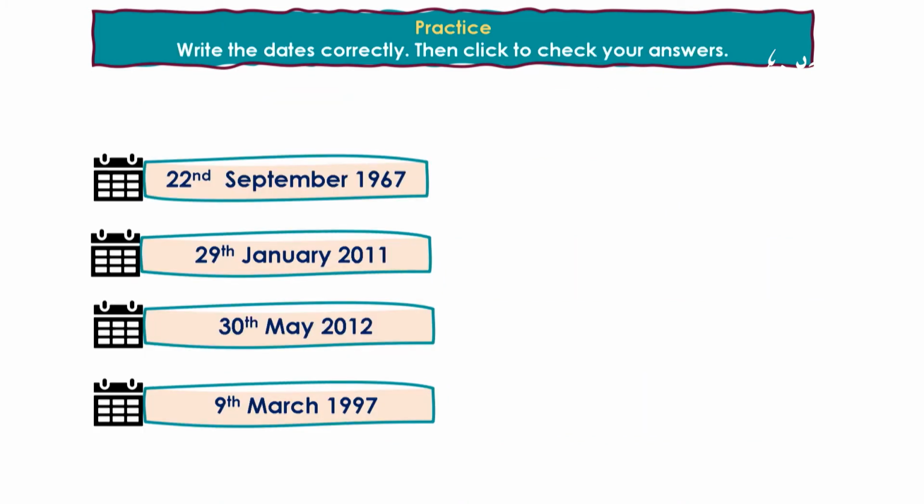In this activity, we are going to write the dates correctly, and then we are going to click to check our answers together. For example, look at the first one. It's on the 22nd of September, 1967. You will have 3 minutes to write. Please start.